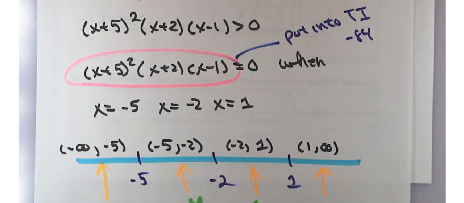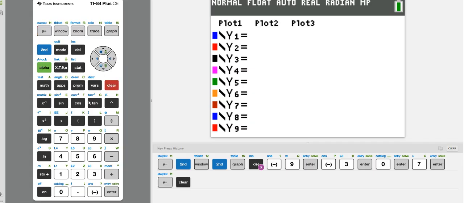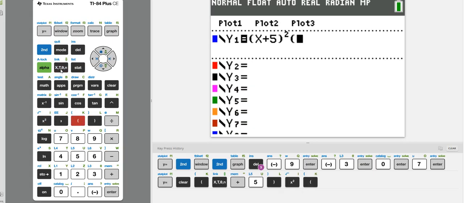So let's do that. I'll change up my function here. I'll just clear this stuff out. And it's okay to have it factored. Your calculator doesn't care. (x + 5)^2, (x + 2), and (x - 1).